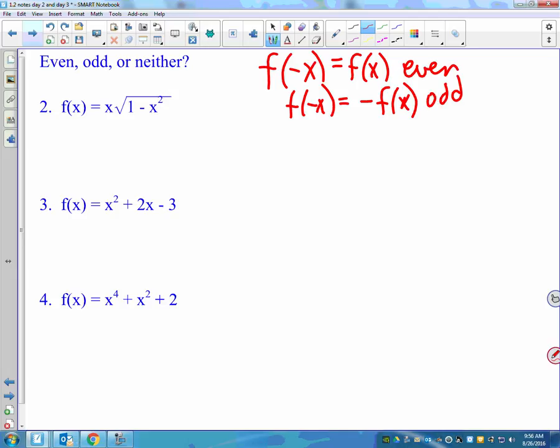that's an odd function. So I kind of put these in the wrong order because I feel like number 2 is the hardest. So we're gonna start here and go backwards. Okay. So I'm gonna start with number 4.